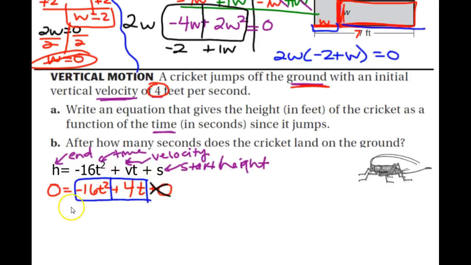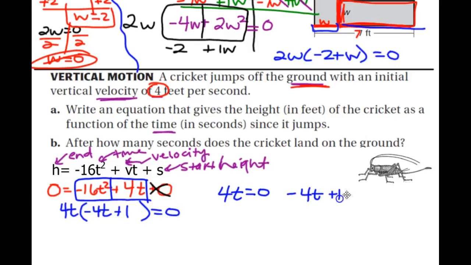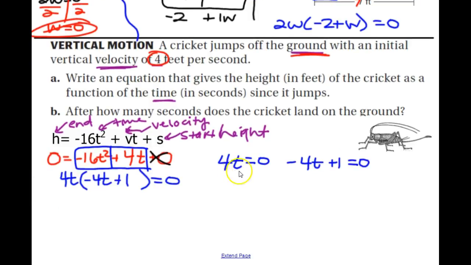So just like the last ones we've done, we need to factor out what these have in common. Well, I can factor out a 4 because they're both multiples of 4, and I can factor out a t. So that would leave me with 4 times negative 4 gives me negative 16, and we need a t. 4 times 1 is 4, so t times t is already there. I'm just going to put the 0 on the other side. So we have 4t equals 0, or negative 4t plus 1 equals 0. We just need to solve both.